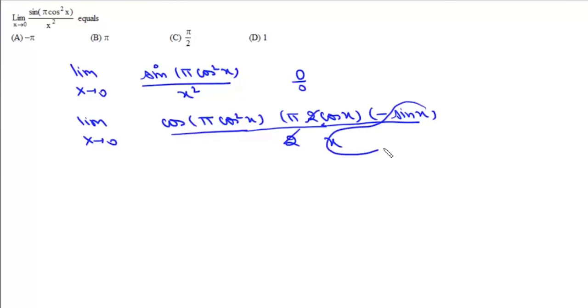Now sin x upon x, when x tends to 0, it is 1. Now when we put x as 0, this is cos pi is minus 1, and then we have this pi, cos 0 is 1, and then we have this minus 1. So answer to this limit is pi, and that's your option B.